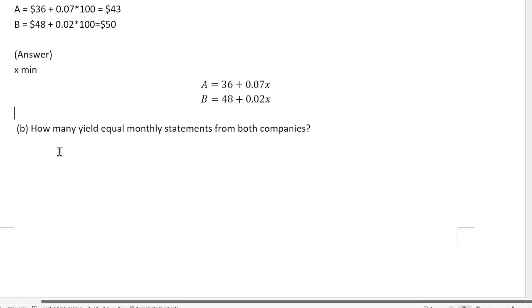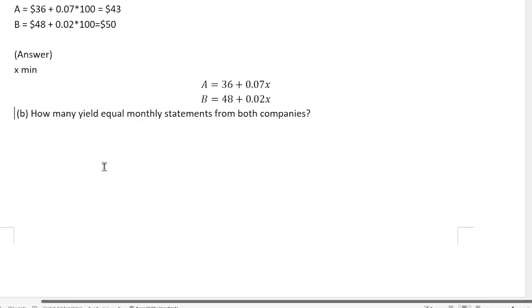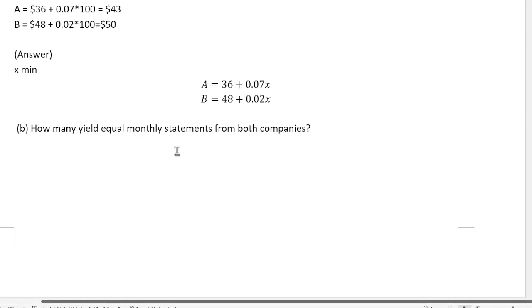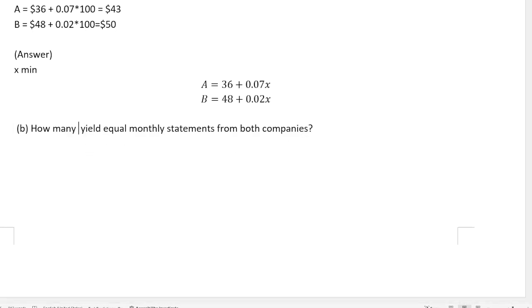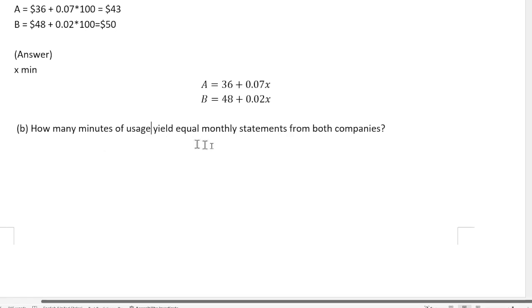Okay, so now the question is, how many yield equal monthly statements from both companies? I think you probably want to say how many minutes of usage yield equal monthly statements from both companies. So we were looking at the case when the amount charged by company A is equal to the amount charged by company B.